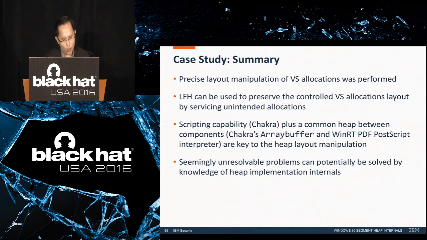So to summarize, the case study showed that precise layout manipulation is achievable in heaps managed by the segment heap. Specifically, it showed how the layout of VS allocations can be controlled and how the LFH can be used to preserve the controlled VS allocation layout. The two main elements that allowed the precise heap layout manipulation in the case study were the scripting capability provided by the Chakra JavaScript engine and the common heap used by Chakra's array buffer and the WinRT PDF PostScript interpreter. Finally, when developing a proof of concept, one might encounter issues that seem to be unresolvable, such as the target address corruption described in the case study. In cases such as those, understanding the internals of the heap implementation will sometimes provide the solution.